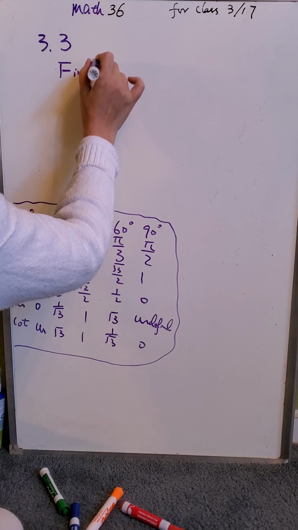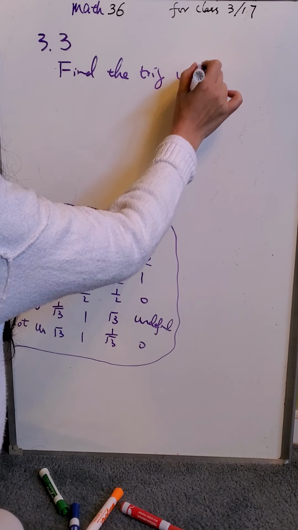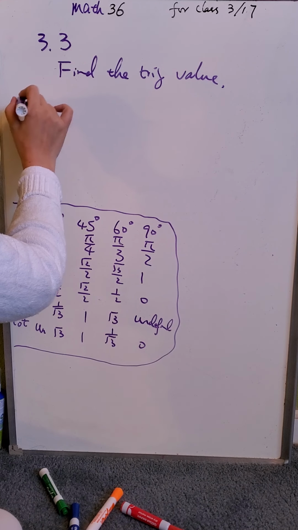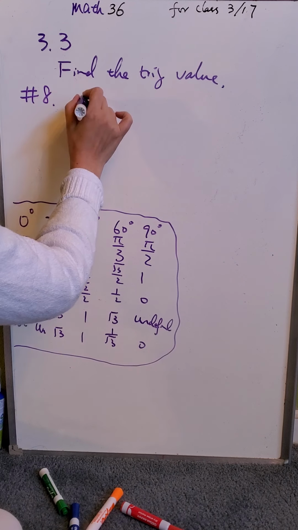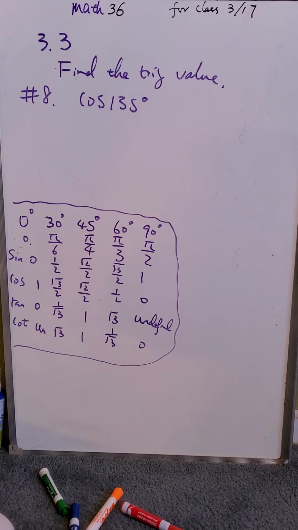So we're going to do 3.3. Earlier I did 3.2. 3.3 is just the same way to find the trigonometry value, okay? They said find the trig value. The first one I want to do is number 8. How do you find cosine 135 degrees without a calculator?